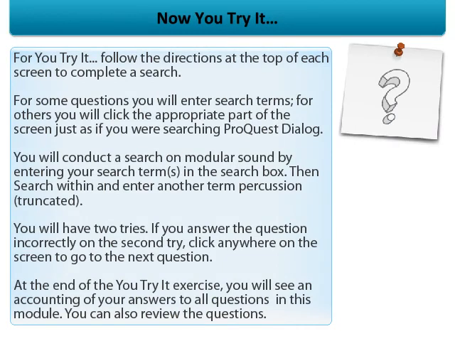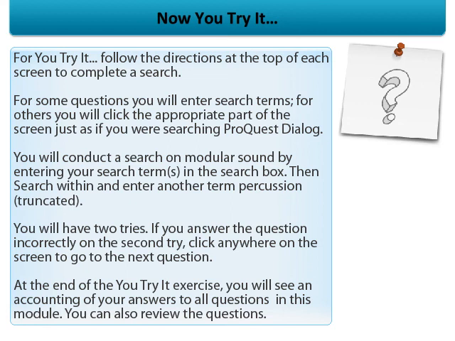A final learning check will let you conduct a search by entering search terms and clicking the appropriate part of the screen, just as if you were searching ProQuest Dialog. For You Try It, follow the directions at the top of each screen to complete a search. You will conduct a search on modular sound by entering your search terms in the search box. Then search within and enter another term, percussion. Make sure it is truncated.